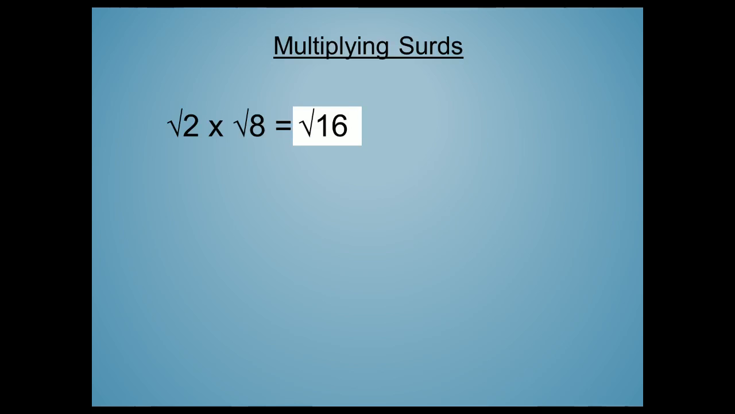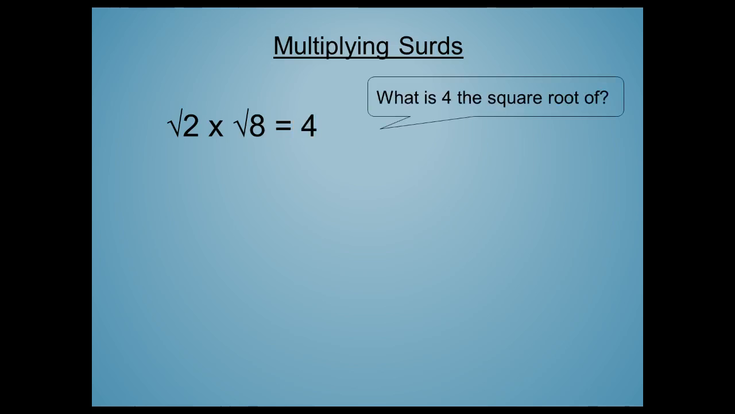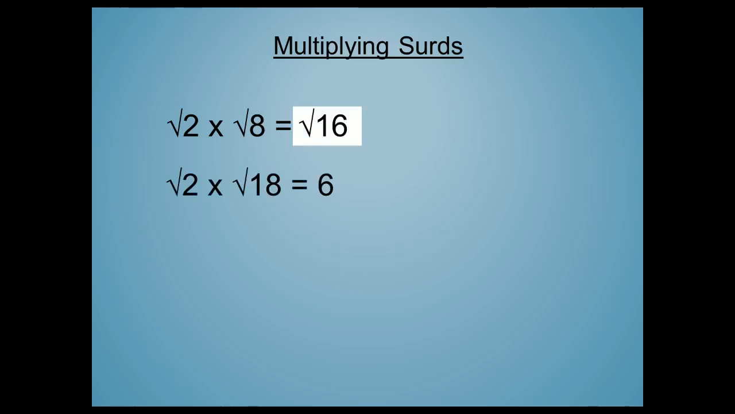Okay, so if you'd put square root of 2 times square root of 8 in the calculator, you'd have got 4 as your answer. But the reason is because root 2 times root 8 is root 16. You multiply the two numbers under the square root together, and then you can simplify square root of 16 down to the 4, like we had there.